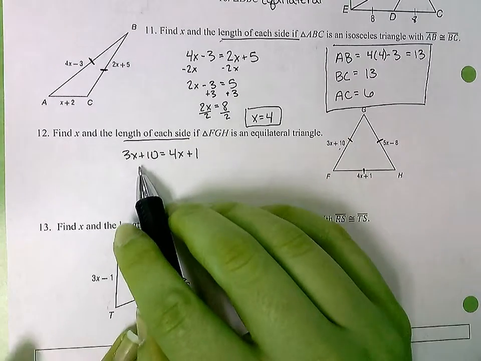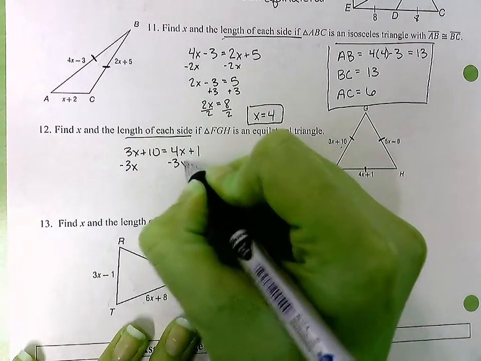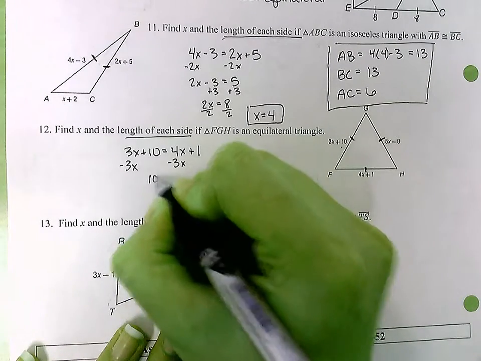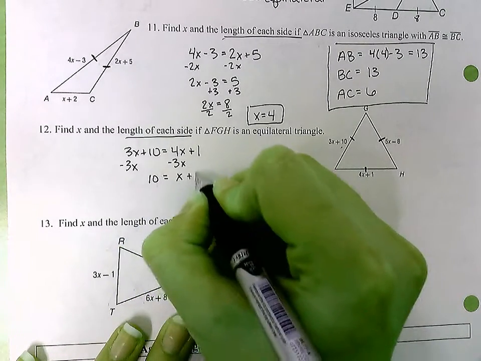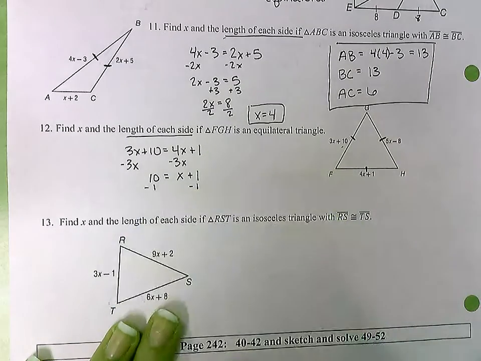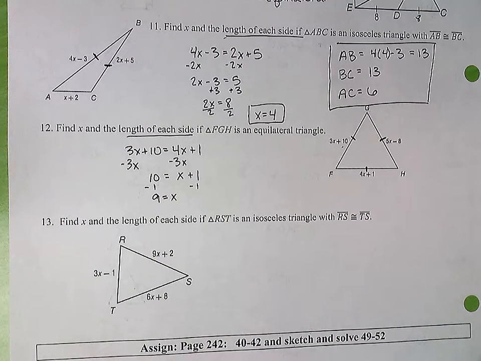So from here I want to solve for x. I am going to subtract 3x from both sides of my equation. I have 10 is equal to x plus 1. Subtract 1. So I have x is equal to 9.